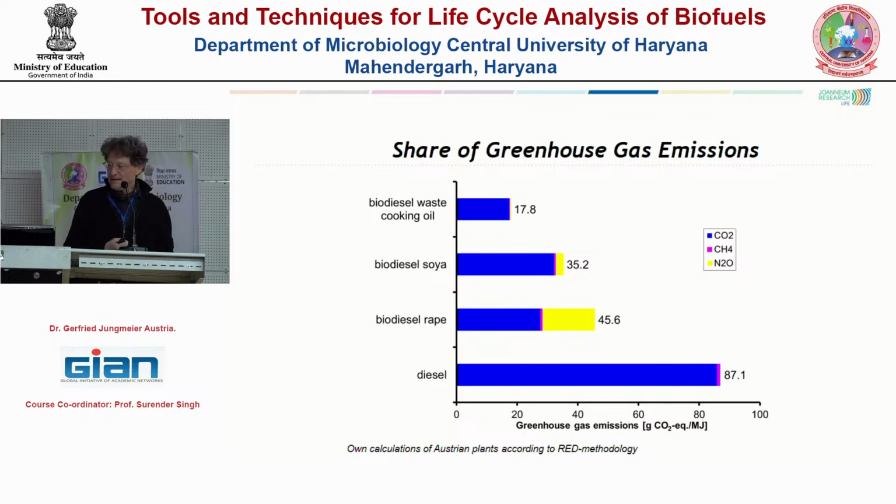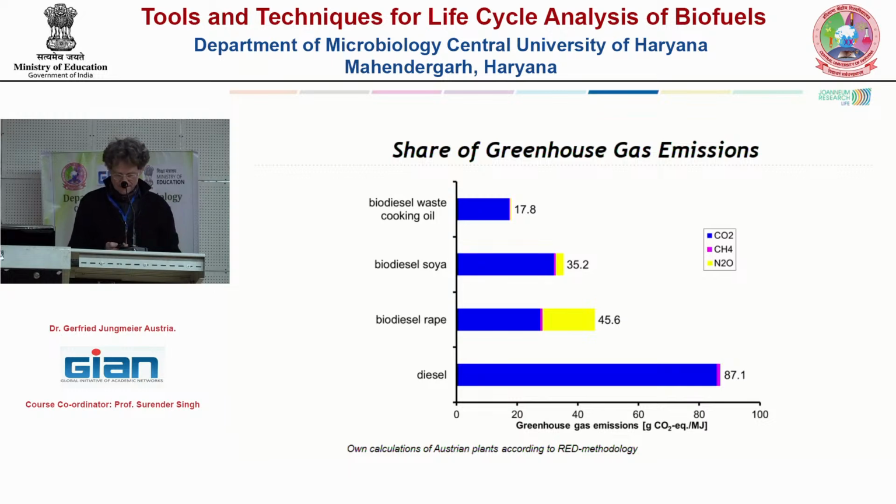Here a little bit of detail to highlight again how relevant it is to at least include also the N2O, especially for rapeseed. You see the rapeseed has significantly more N2O than the soy. The fossil diesel nearly has no N2O in the production phase. There's a little bit of methane, but most of the fossil diesel is coming from the CO2. But for the biodiesel rape, it is nearly 50-50. And of course, the waste cooking oil also has no N2O, as it is a residue product and not directly affected by the agricultural N2O emission.